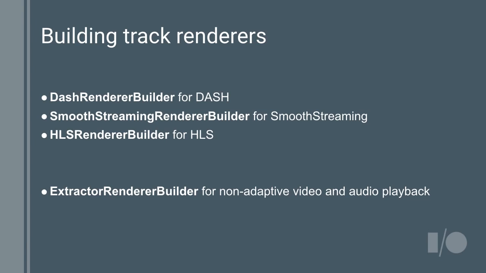The last renderer builder which is available is for non-adaptive playback. It's again for traditional media playback, and it's pretty much the same. It's not that complicated. We have seen the diagram. There are fewer components which work together, but if you want to do traditional playback, again, you can start with this extractor renderer builder.